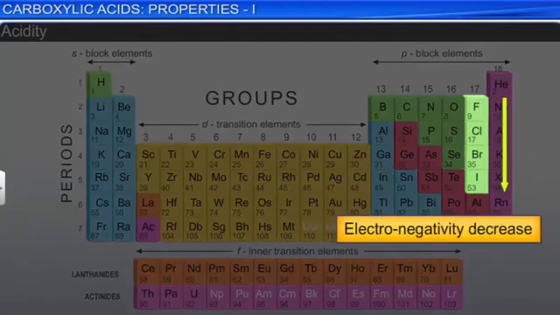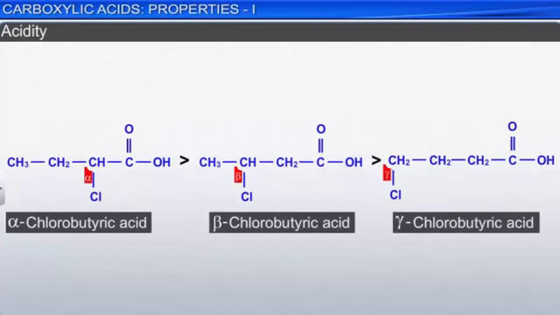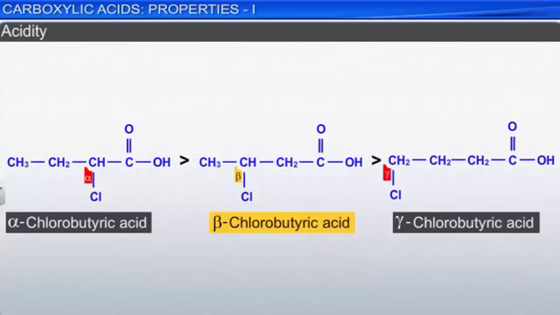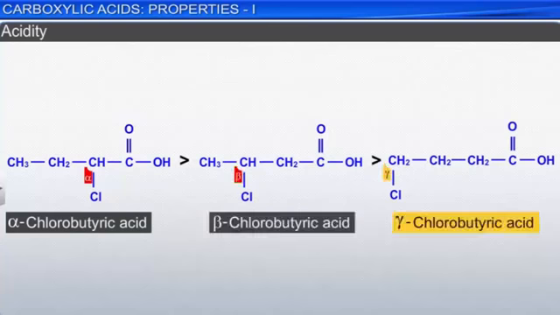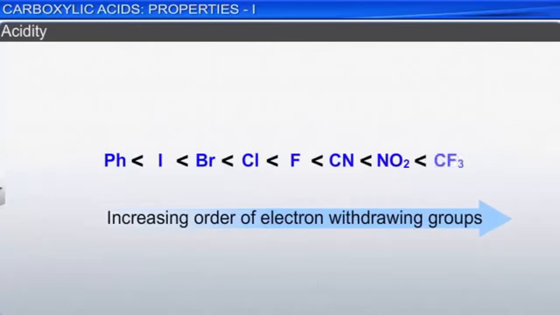The nearer the electron withdrawing group, the greater is the acidity of the carboxylic acid. For example, among the halosubstituted acids shown here, alpha-chlorobutyric acid with the chlorine atom on the alpha carbon is more acidic than beta, which in turn is more acidic than gamma-chlorobutyric acid. The increasing order of acidity of some of the electron withdrawing groups is as shown here.